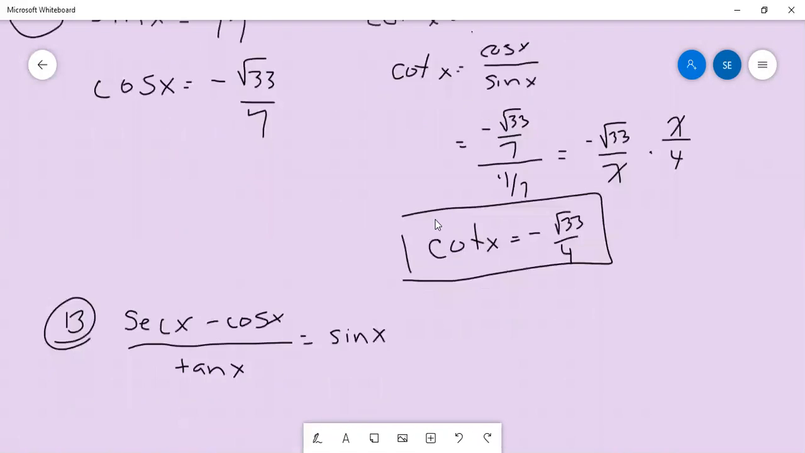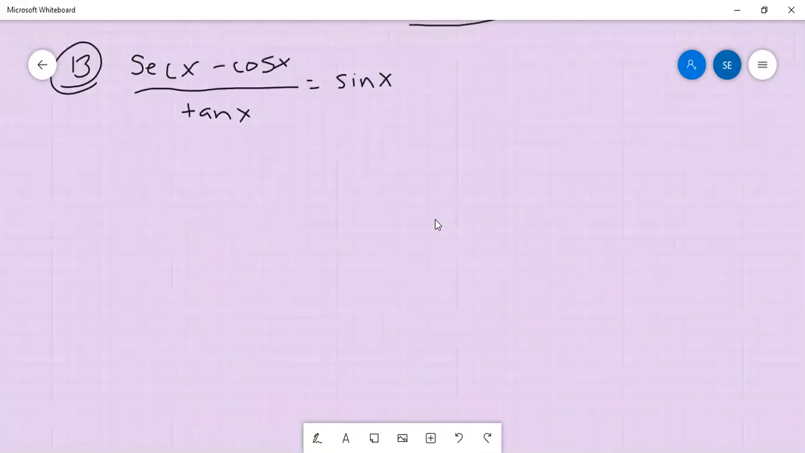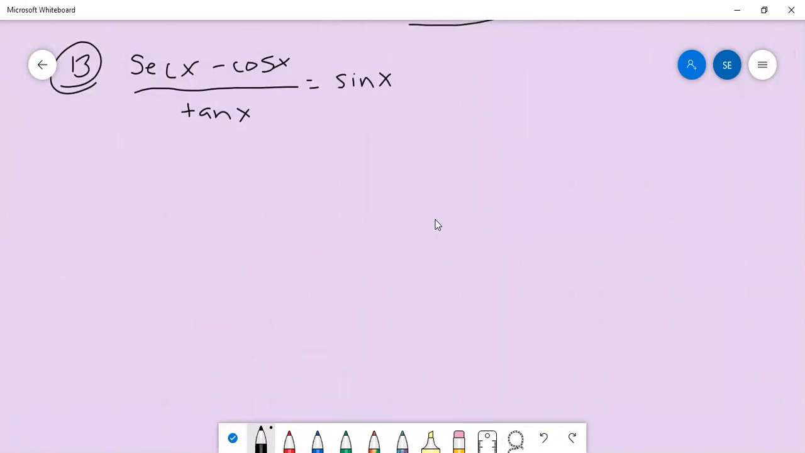Numbers 13 and 14 involve proving trigonometric identities. When I prove trigonometric identities, there are 2 things that are really key, and you can solve a whole bunch of these problems with just these 2 things. One is we want to rewrite in terms of sine and cosine.